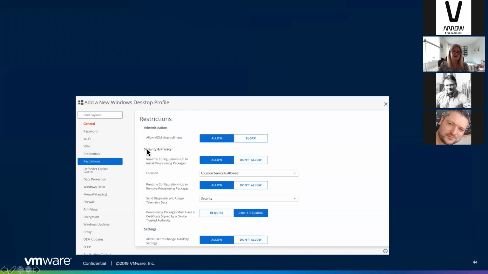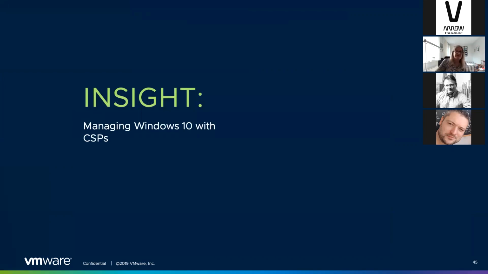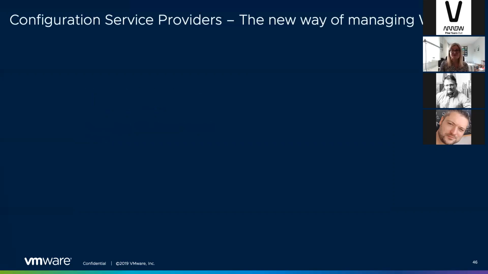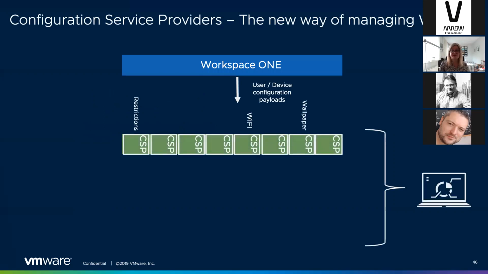You can go in here from Workspace ONE and add a new Windows desktop profile and configure everything just like that. The restrictions look slightly different because Windows needs some more information. But then again, we can also manage Windows 10 with CSP, so all the nitty-gritty configuration details that you could see with Android and iOS, well, we get by looking at configuration service providers, which is the new way of managing Windows. So Workspace ONE has the user and the device configuration payloads.